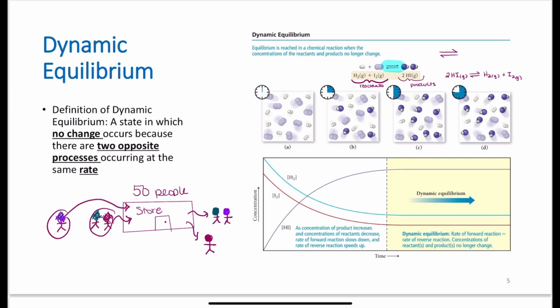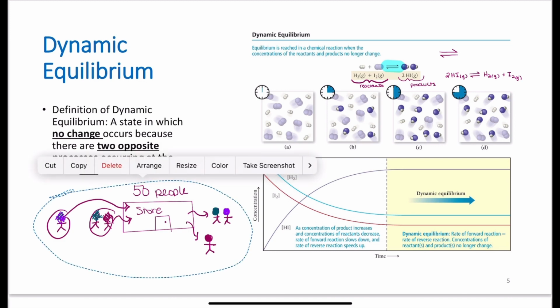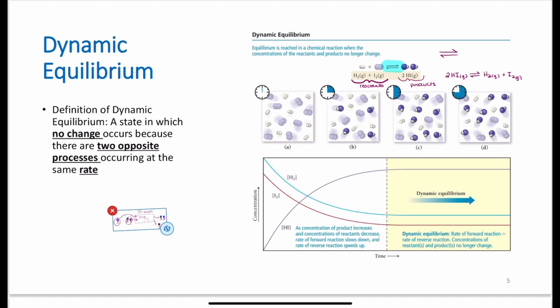But from a bird's eye view, all we see from the top, if we don't zoom in real close to the store, say we just look at it from really, really far away, all we see is that there's 50 people in the store. I say constant because we know that the number is fluctuating a little bit, but overall, there's 50 people. That's a dynamic equilibrium. There's no change because 2 opposite processes are occurring at the same rate. The people leaving the store equal the people entering the store at the same rate.